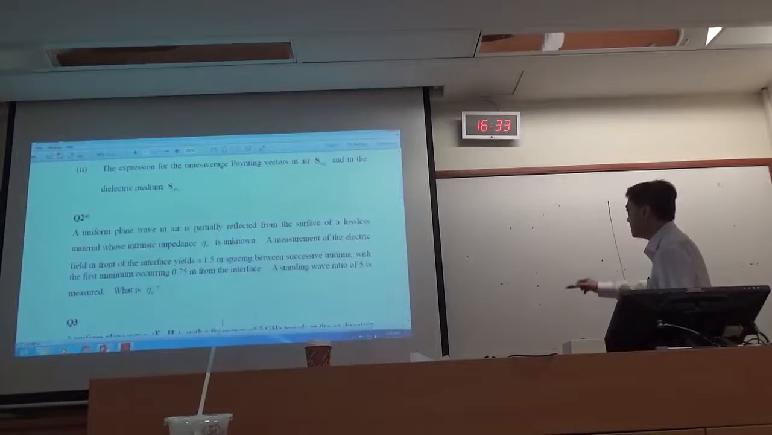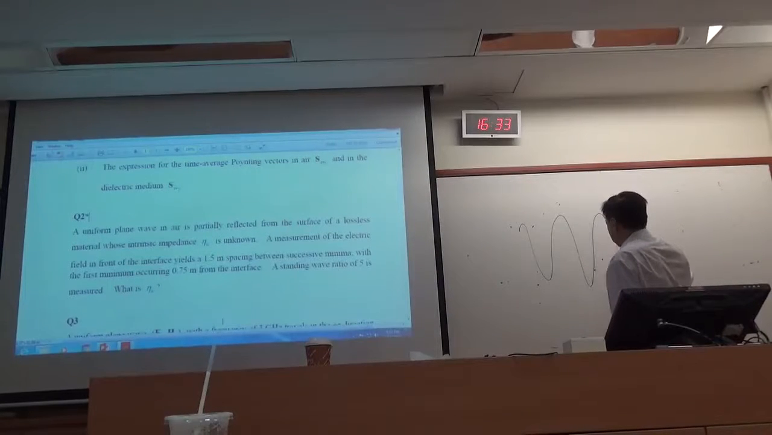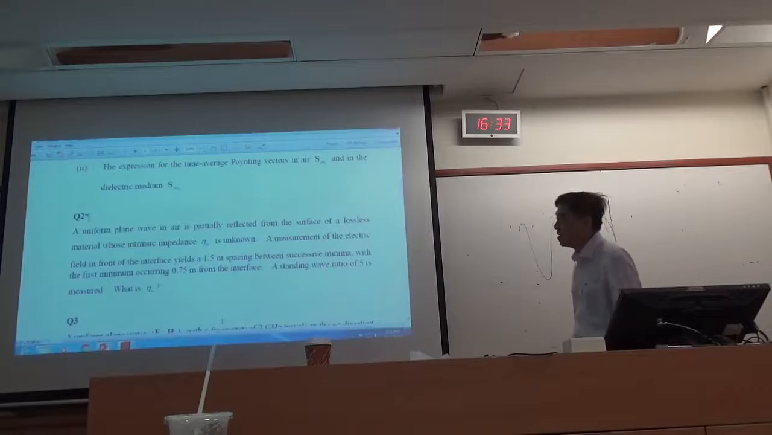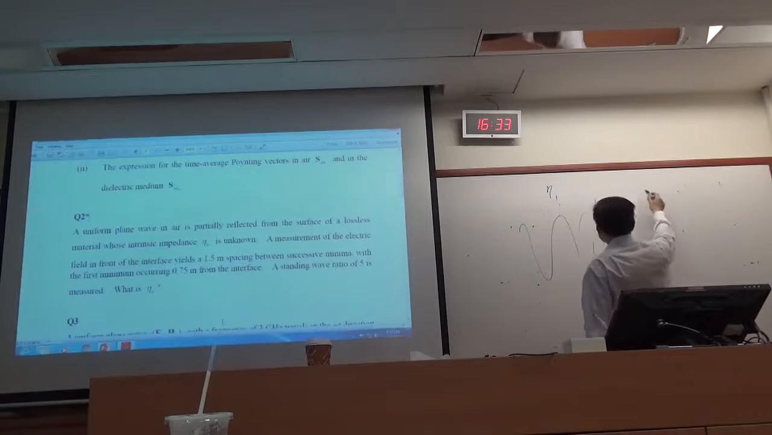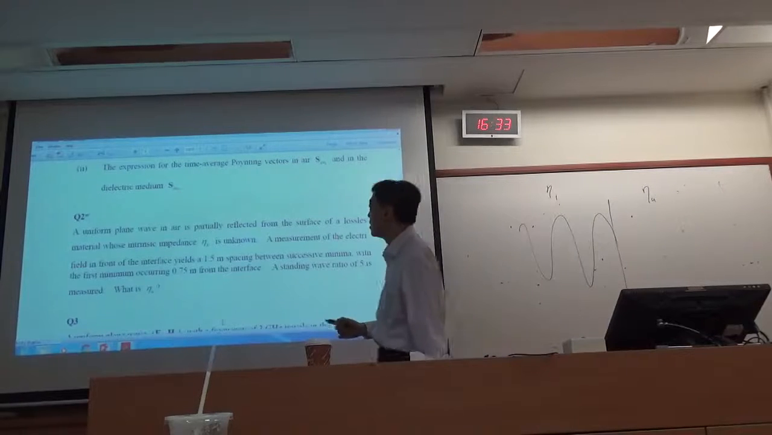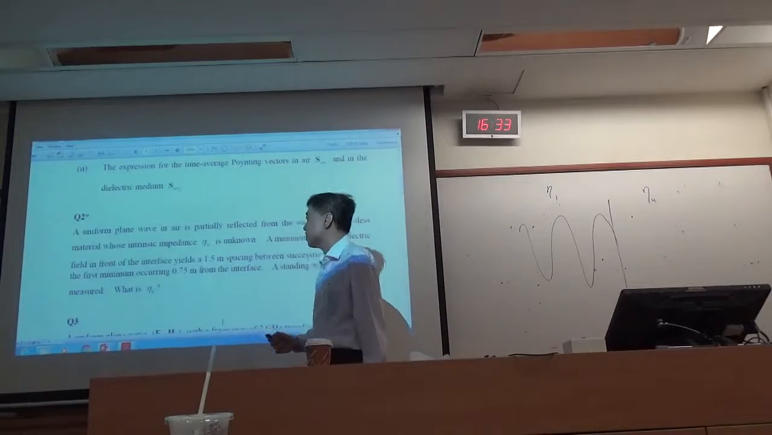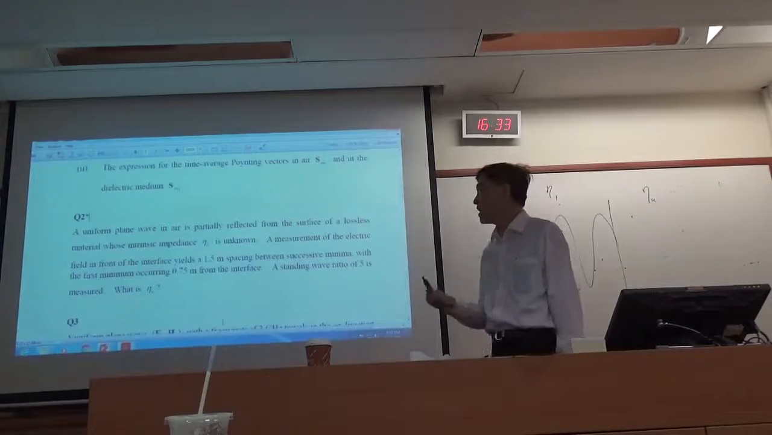Okay, at the interface here, I have a standing wave. Alright, they say that this is zeta 1, this is zeta mu. Alright? Now, what are the things that they know?